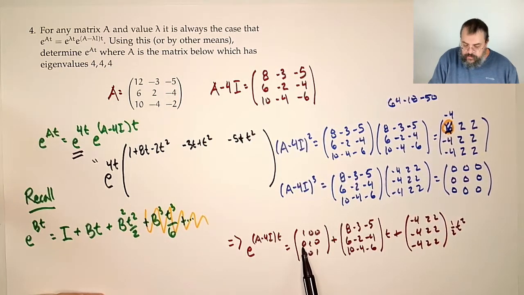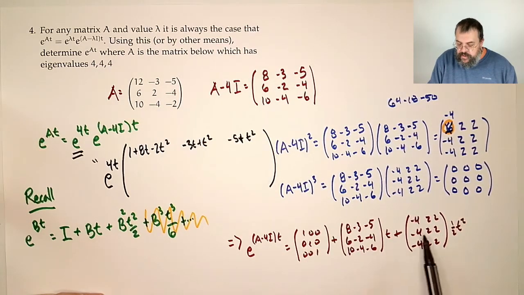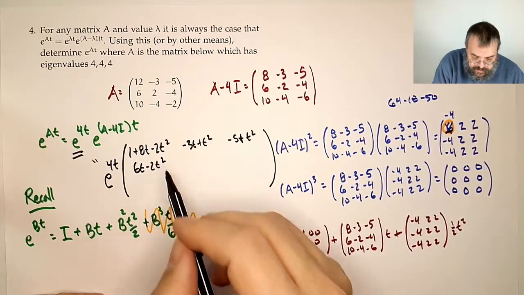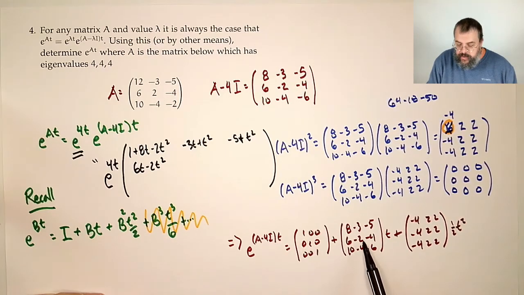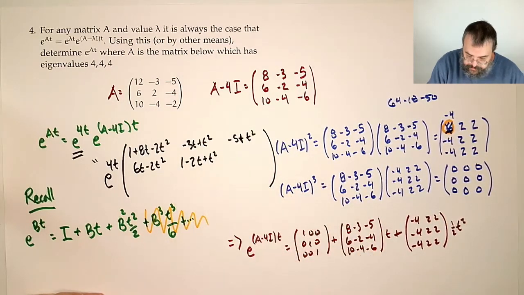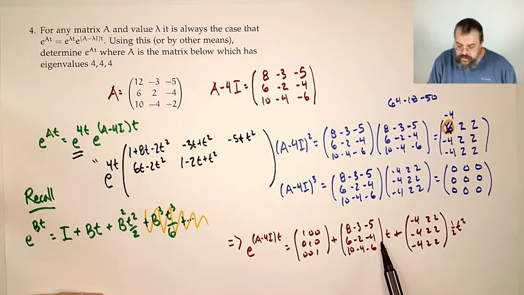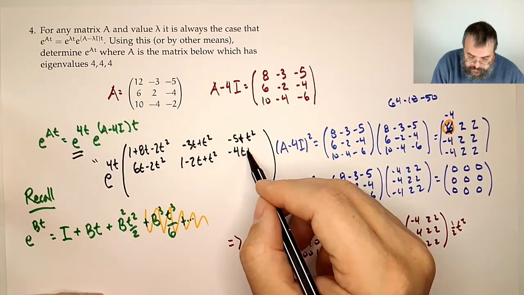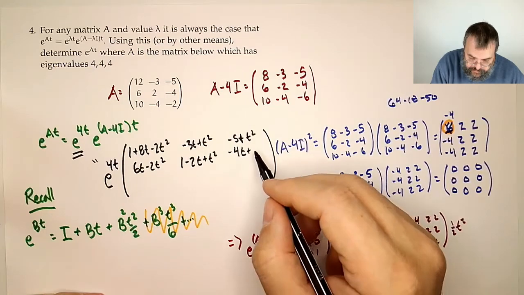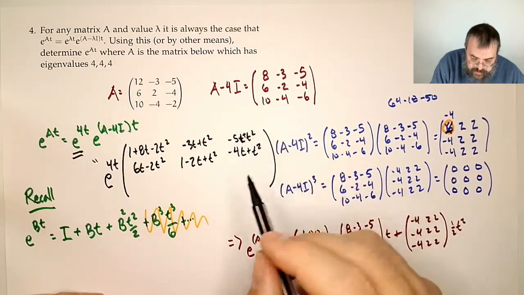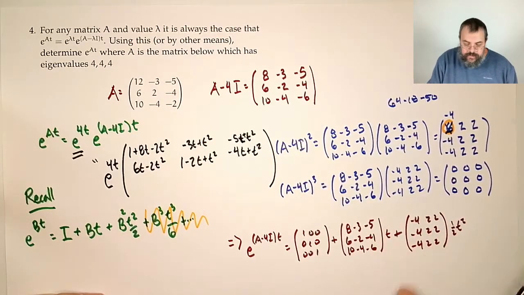Okay, next row, 0, 6 times t minus 2t squared. Then 1 minus 2 times t plus t squared, so 1 minus 2t plus t squared. Then 0 minus 4t plus t squared. And it occurs to me, I forgot a plus sign here, minus 5t plus t squared, right? Minus 5t plus t squared.